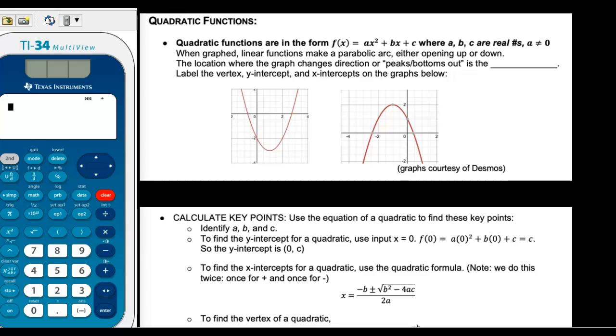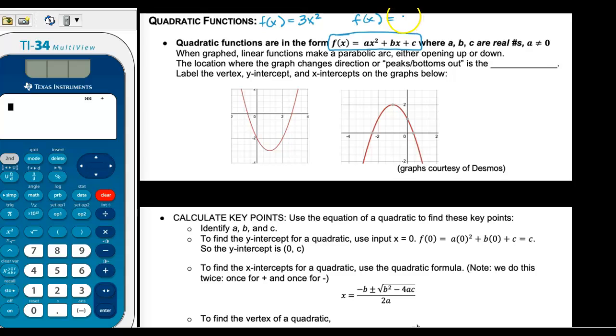So in general, quadratic functions are usually in the form f of x equals ax squared plus bx plus c. A, b, and c are real numbers. A cannot be 0, which just means that square term has to be there. So for some examples, it's possible that maybe the bx and c terms aren't there, and that's okay. So 3x squared is considered a quadratic equation or a quadratic function.